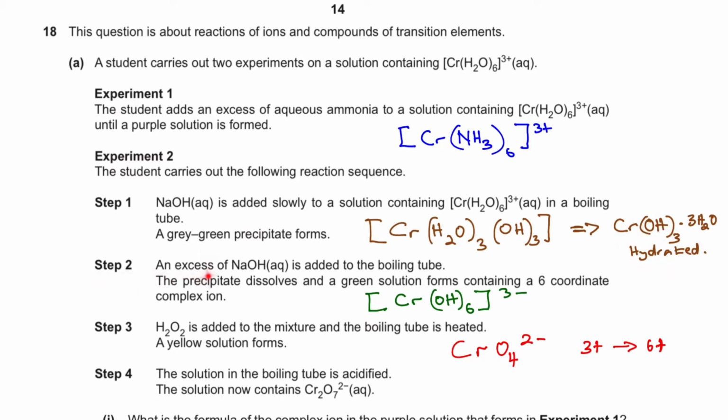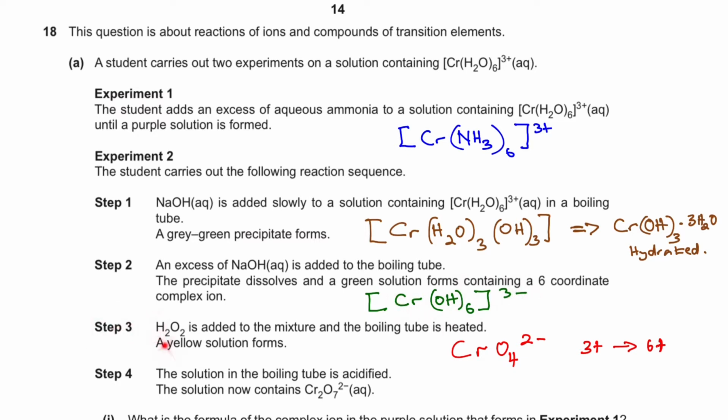Step 2. An excess of sodium hydroxide is added to the boiling tube. The precipitate dissolves, and a green solution forms containing a 6 coordinated complex ion. So now, what happened was you added excess sodium hydroxide, and the excess will knock off the rest of the water, and hence you're going to get 3 more OH minus. Because you've got 3 plus and 6 minus, you're going to get a 3 minus charge.